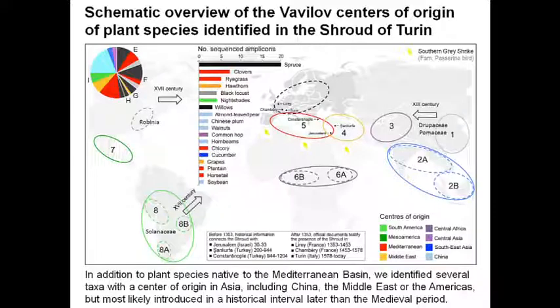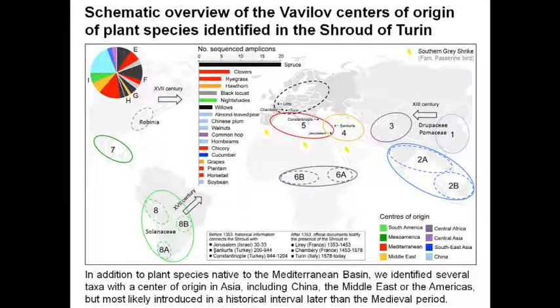I was saying that this is one of the original figures of the paper showing a schematic overview of the Vavilov centers of origin for plant species identified on the Shroud. So I'd like to stress once more that in addition to plant species native to the Mediterranean basin, we identified several taxa with a center of origin in Asia, the Middle East, or the Americas, but most likely introduced in a historical interval later than the medieval period.